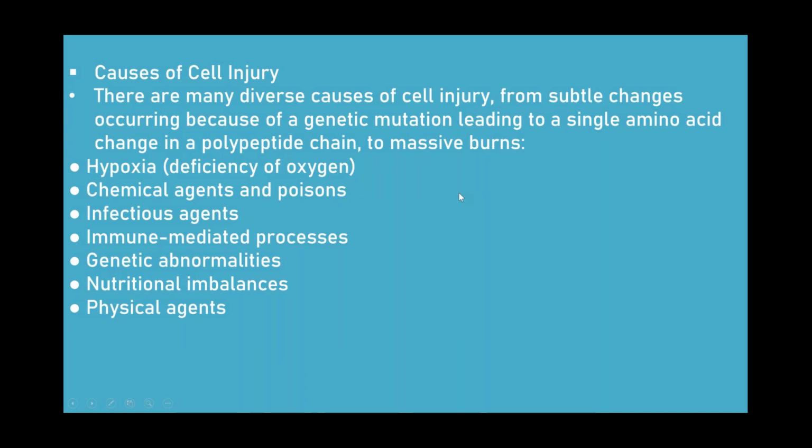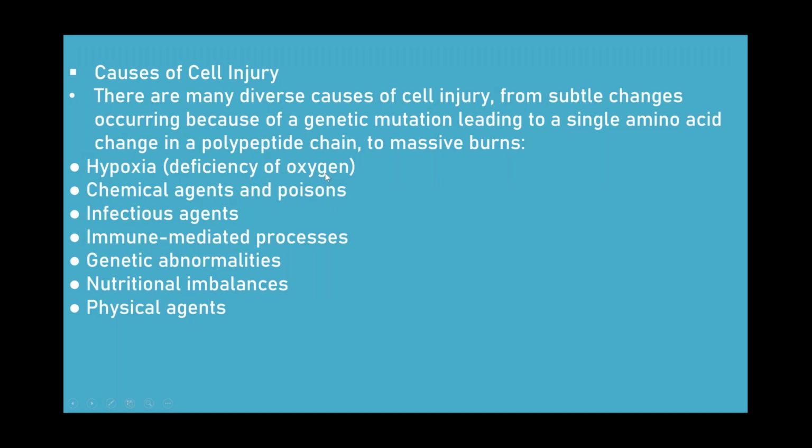So the fate depends on which of the three types applies. What about the causes of cell injury? This is very important and may come as a question in the exam. There are many causes of cell injury. One is hypoxia. What is meant by hypoxia? It means a deficiency of oxygen. Other causes are chemical agents and poisons, infectious agents, immune-mediated processes, genetic abnormalities, nutritional abnormalities, and physical agents.